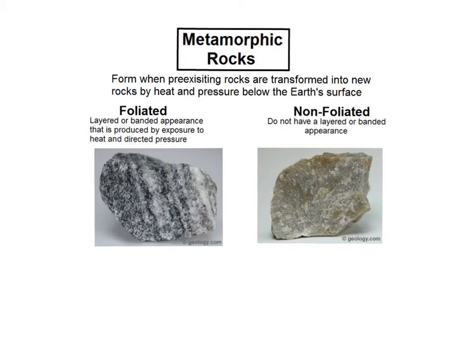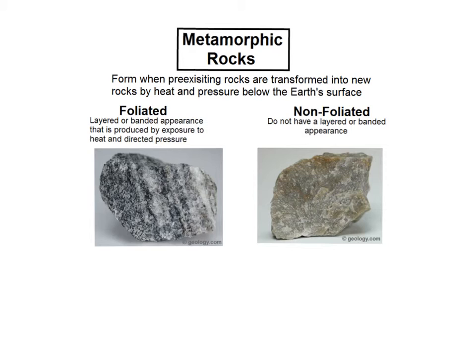To the left, we'll start with foliated, which is a layered or banded appearance that is produced by exposure to heat and directed pressure. In this picture, my example was gneiss. As you can see, the different lines going up and down cause a banded appearance, a little bit like layers. To my right, we have non-foliated, which in this picture, I have quartzite. Non-foliated is where you do not have a layered or banded appearance.